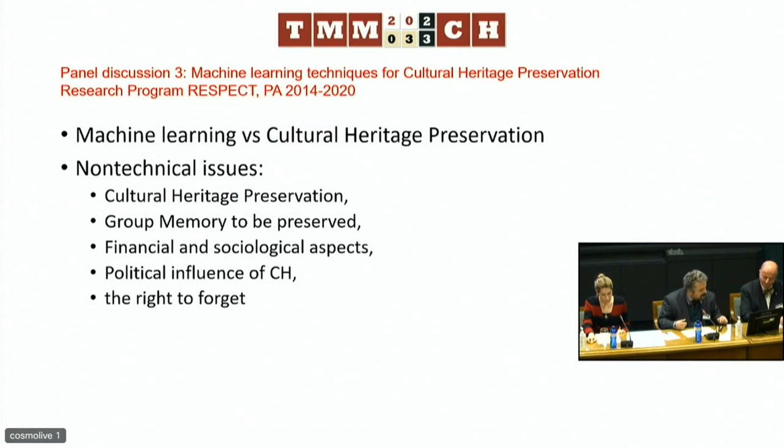And just to take an inspiration from your work, do we have the right to forget sometimes if something is demolished? What does it mean to have it in the digital replica? Maybe to study in some books, but I don't know.